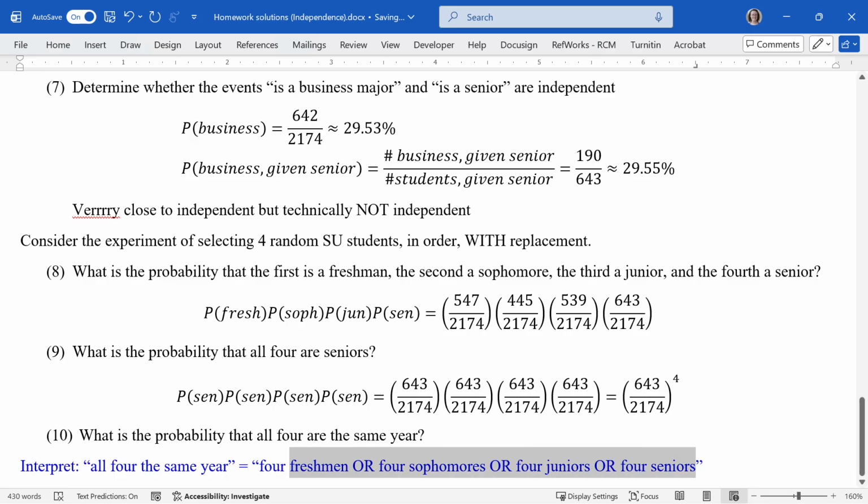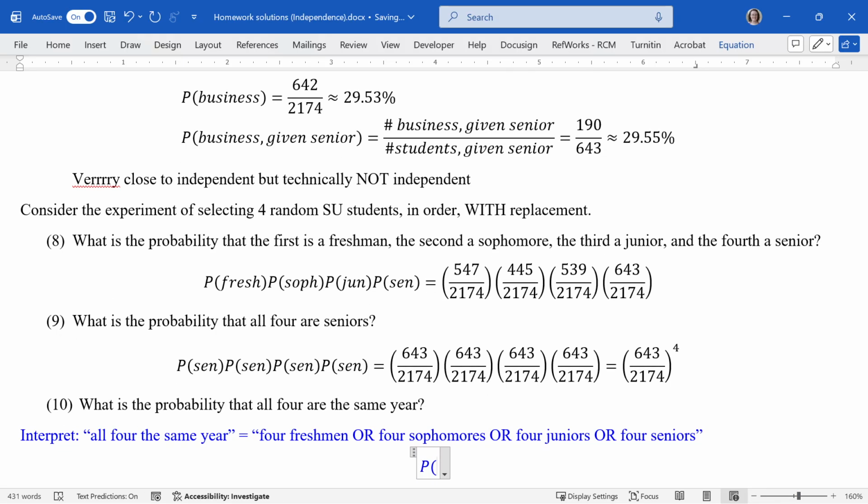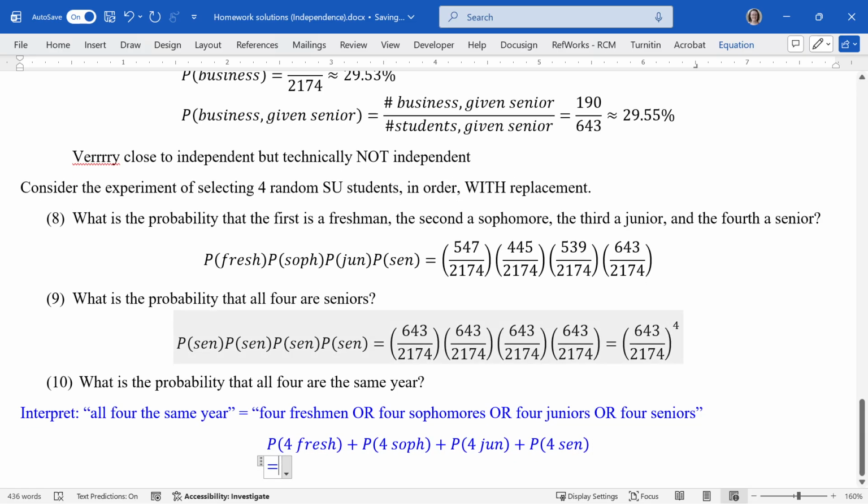And these 4 outcomes are mutually exclusive, so we can just add up these probabilities. So probability of 4 freshmen plus probability of 4 sophomores plus probability of 4 juniors plus probability of 4 seniors. Okay. And for each of these, you saw how to do it for seniors, right? It's basically the same technique for all of them. It's going to be something to the 4th, something to the 4th, something to the 4th. And I already know what the one for the seniors is. It's this one right here.